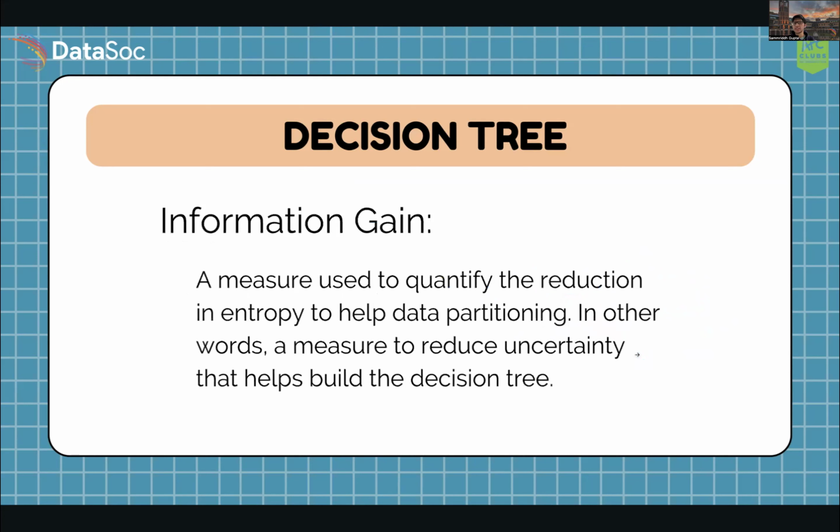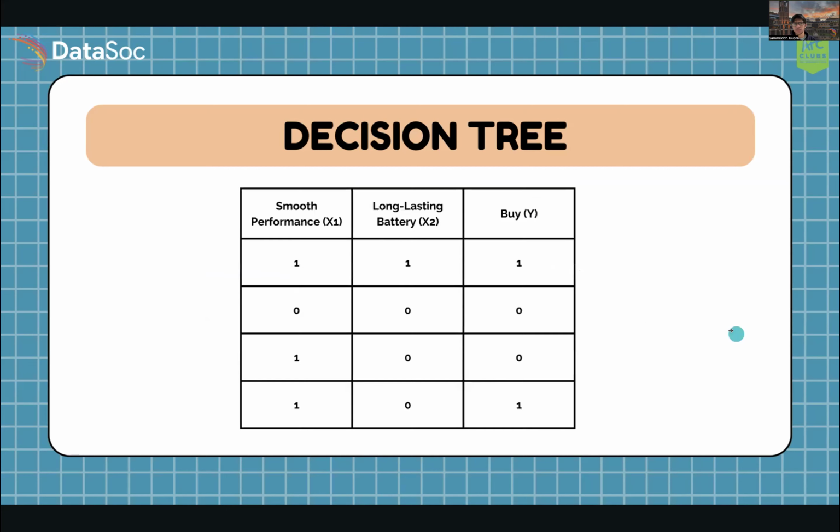The next concept is information gain. Information gain is a measure which is used to quantify the reduction in entropy to help data partitioning, which means it's a measure to reduce the uncertainty, and that helps us build a decision tree, right? So let's look at an example.